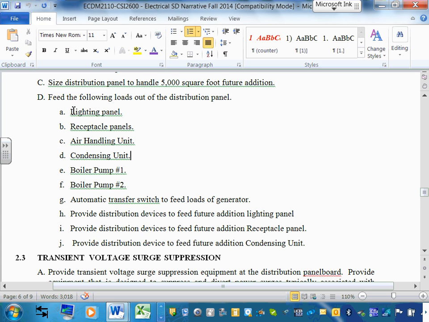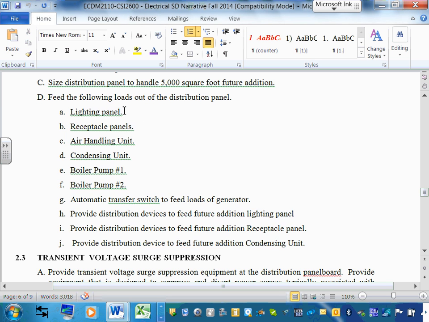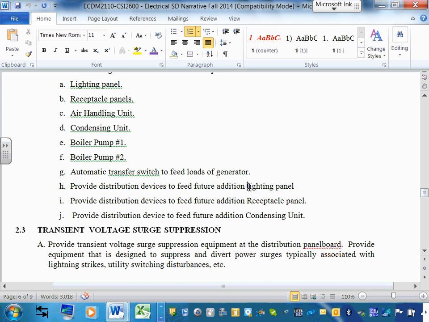And then here's all the panels that we would like you to feed, and equipment. Look at this. So you bring the service, John, to the building. That's one big panel. Then from that big panel, the service panel, you need to feed multiple panels. We're telling you that. You don't know, right? We need a lighting panel. Can you guys see the lighting? We need a receptacle panel. And then directly from the main distribution panel, we would like you guys to feed the air handling unit, condensing unit, pump 1 and pump 2, the auto transfer switch that's going to the generator, and a future lighting panel, receptacle panel and condensing unit.